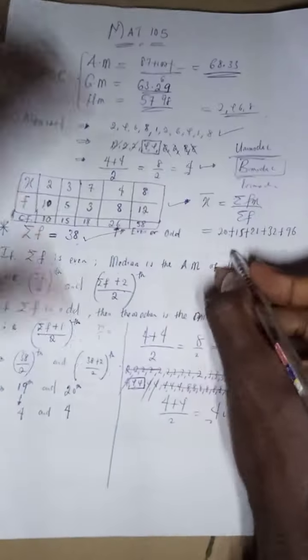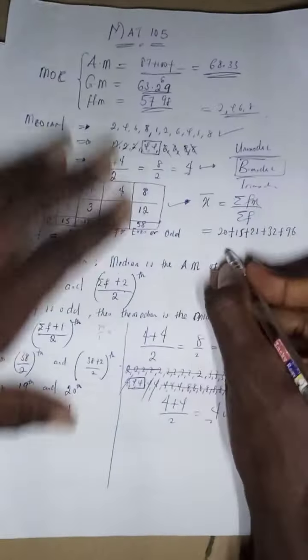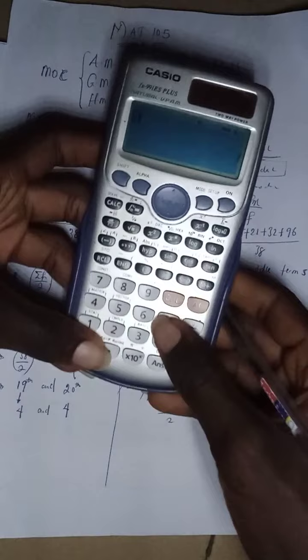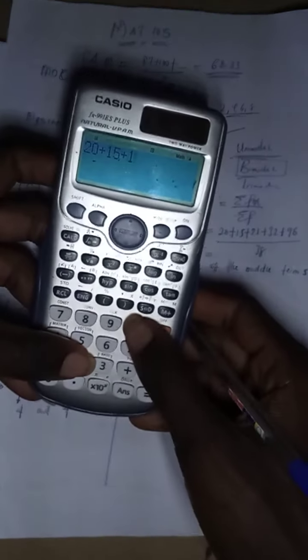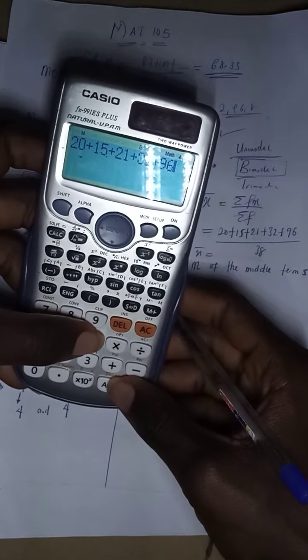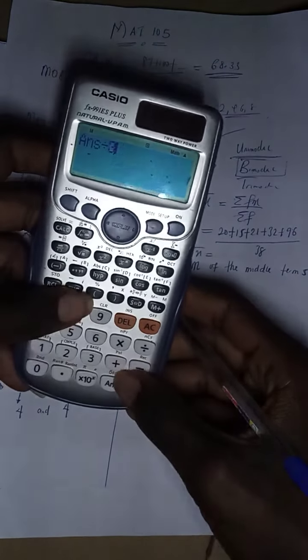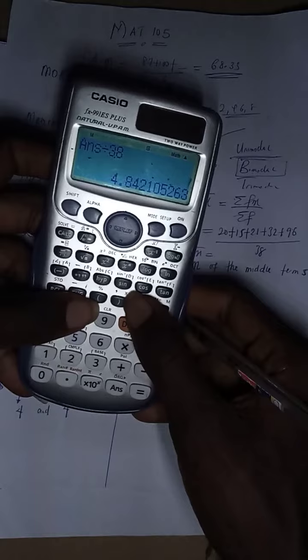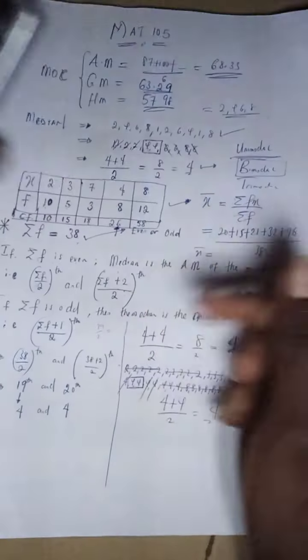So that's correct. Divided by what? The number of, divided by summation of f. When you sum all this f together, we got 38. So now let's find x bar. Now x bar means 20 plus 15 plus 21 plus 32 plus 96. Done. Divided by 38. I got 4.84.